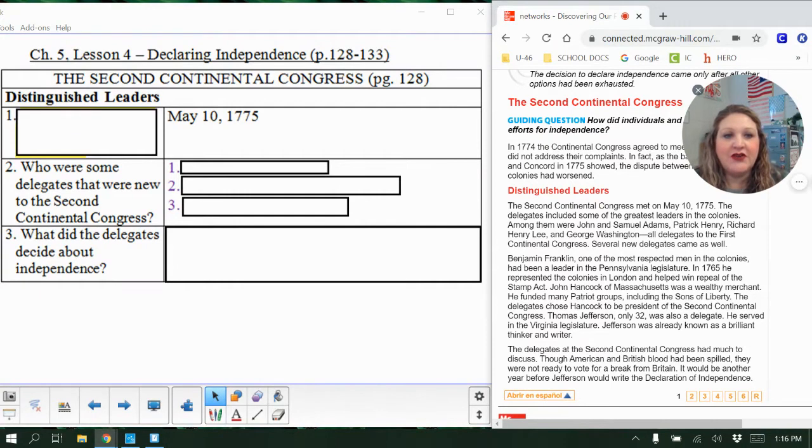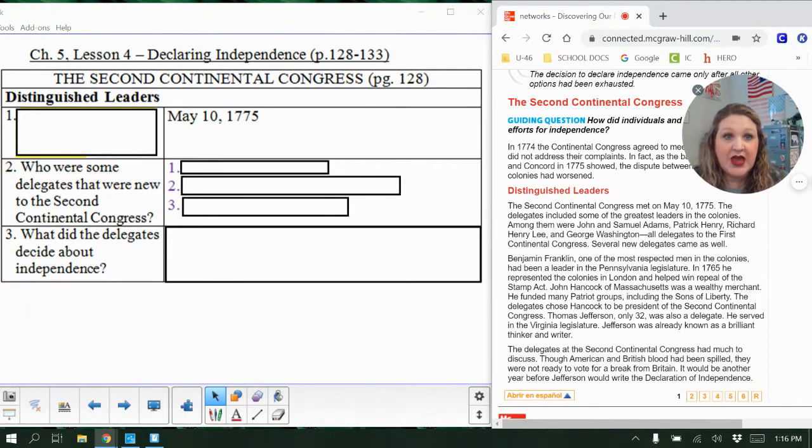The Second Continental Congress met on May 10th, 1775. The delegates included some of the greatest leaders in the colonies. Among them were John and Samuel Adams, Patrick Henry, Richard Henry Lee, and George Washington, all delegates to the First Continental Congress. Several new delegates came as well.